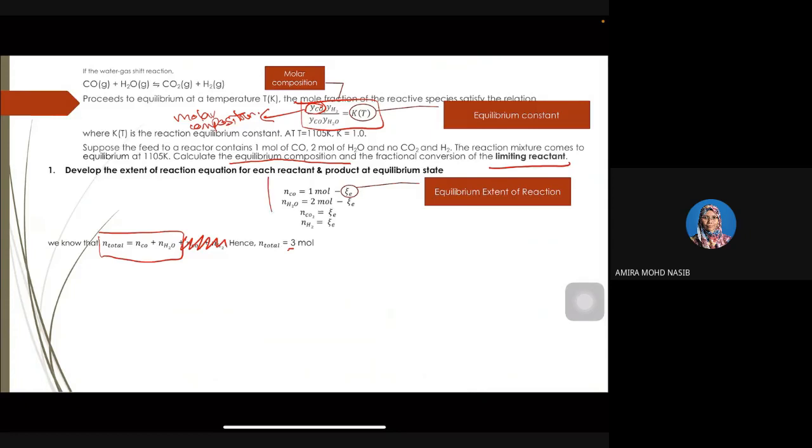So I think you can develop your own extent of reaction for this chemical reaction. Why do I use E here? Because it stands for equilibrium reaction. Okay, so that's why I put E. And then 1 mole is this one.